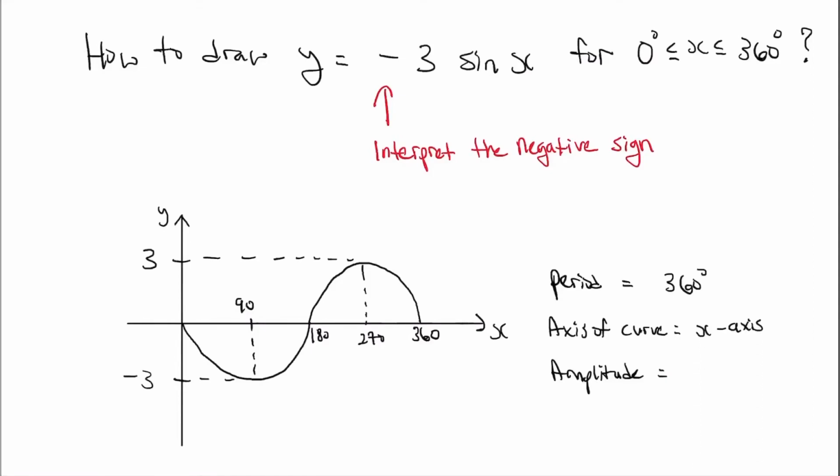And my amplitude, now what's amplitude? If you are tempted to say it's negative 3, you are wrong. Amplitude is always positive. So the amplitude is 3.